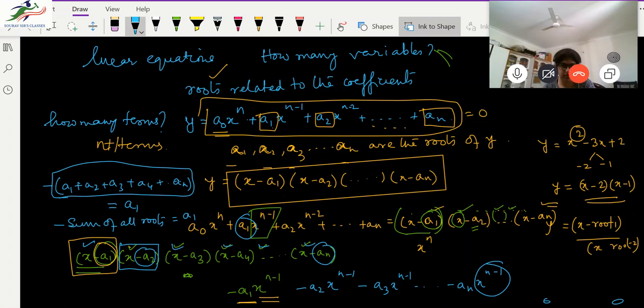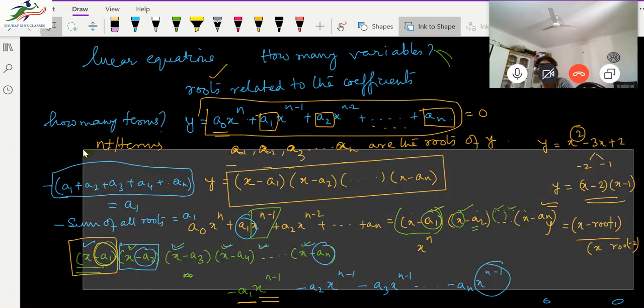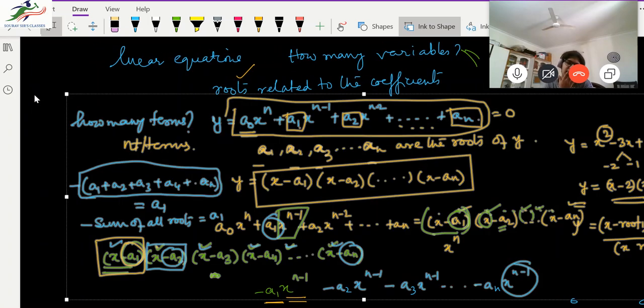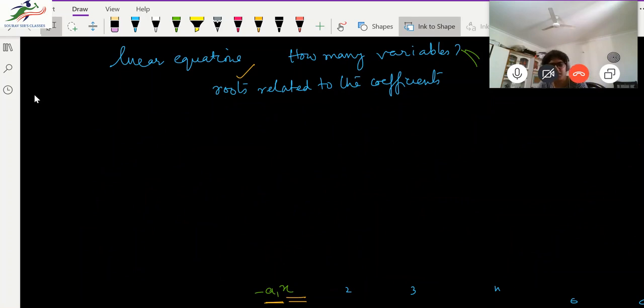Is this clear, or you want me to explain again? Okay, let's do this once again. We had y equal to a0 x to the power n plus a1 x to the power n minus 1 plus a2 x to the power n minus 2 all the way up to an, right? This is what we had, right?